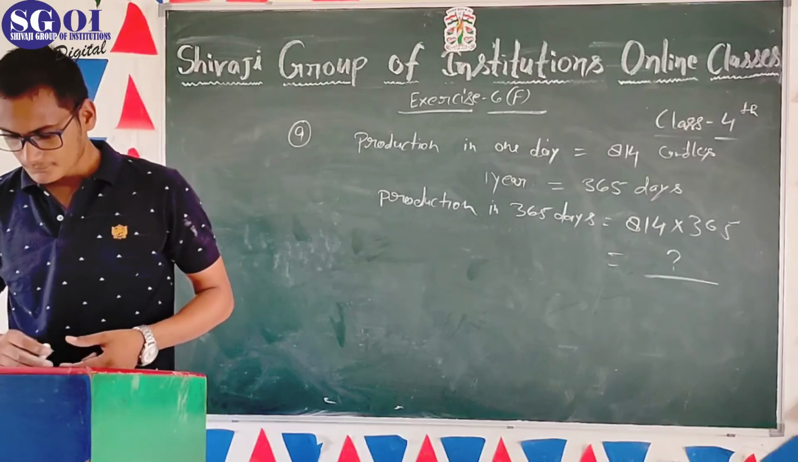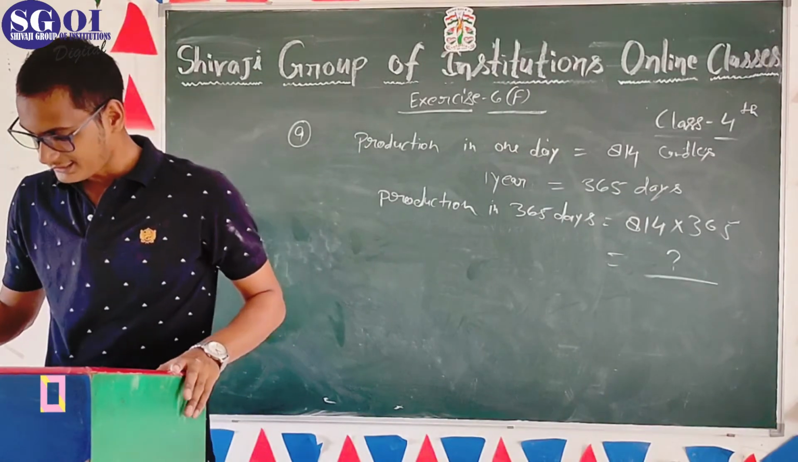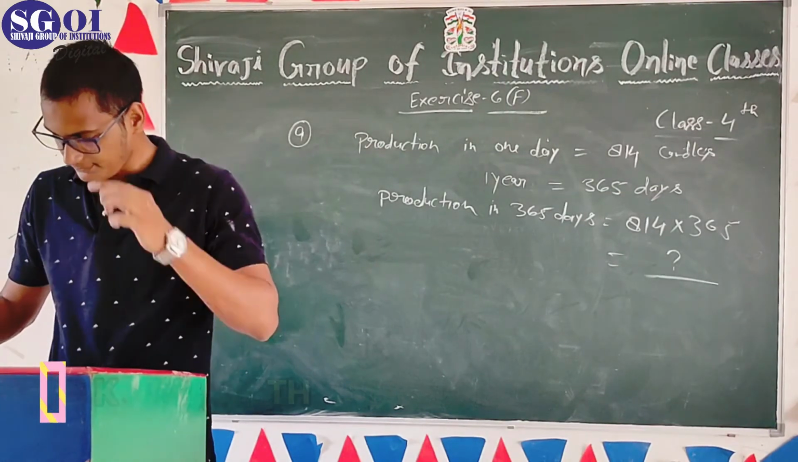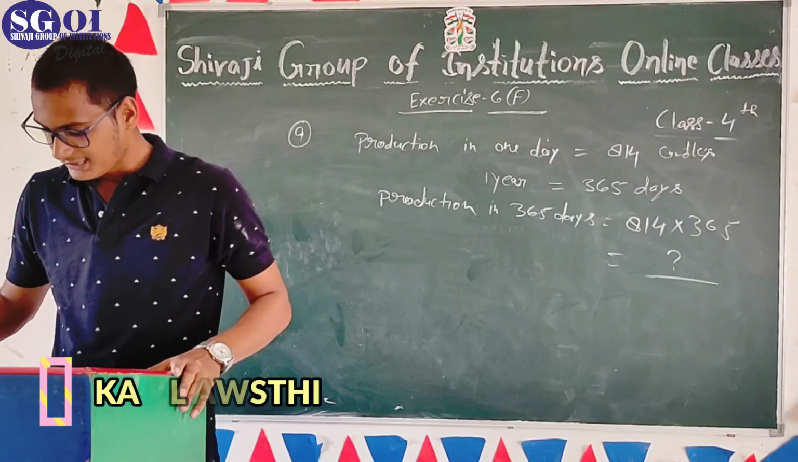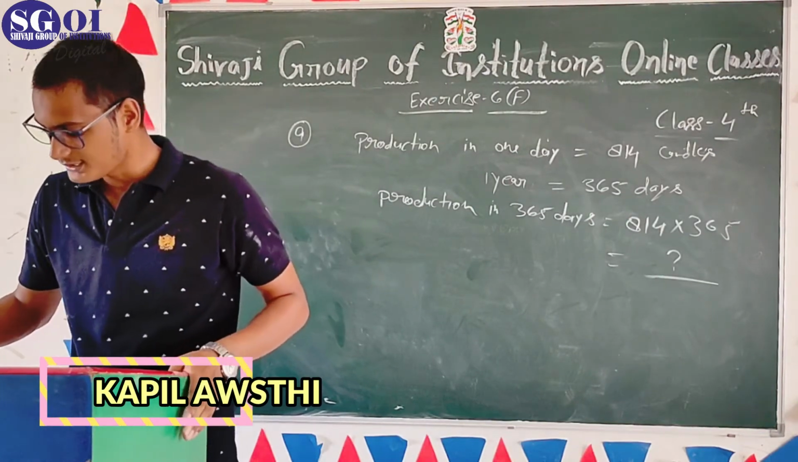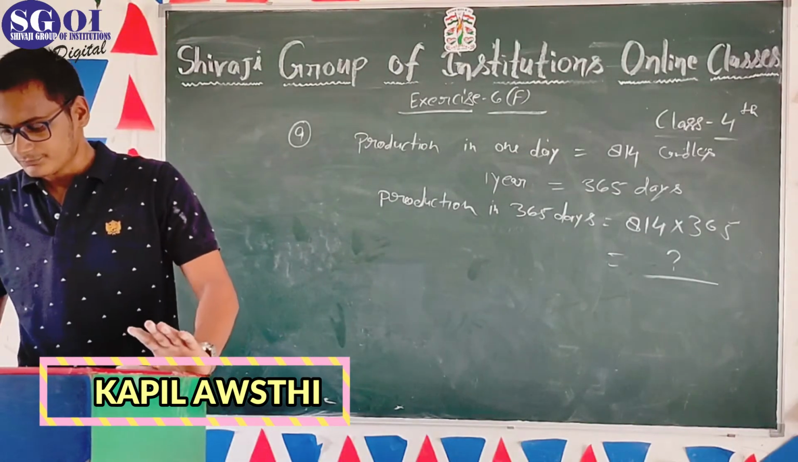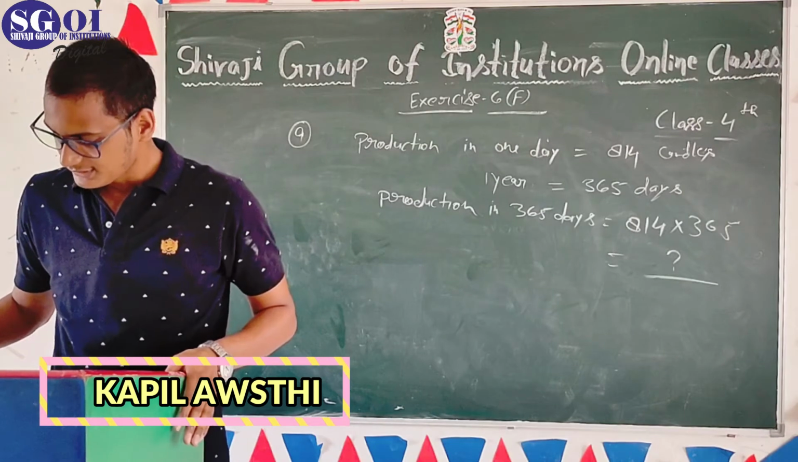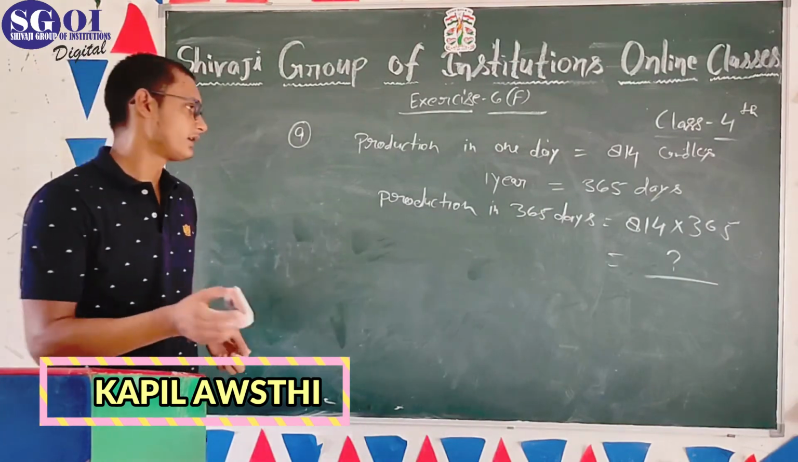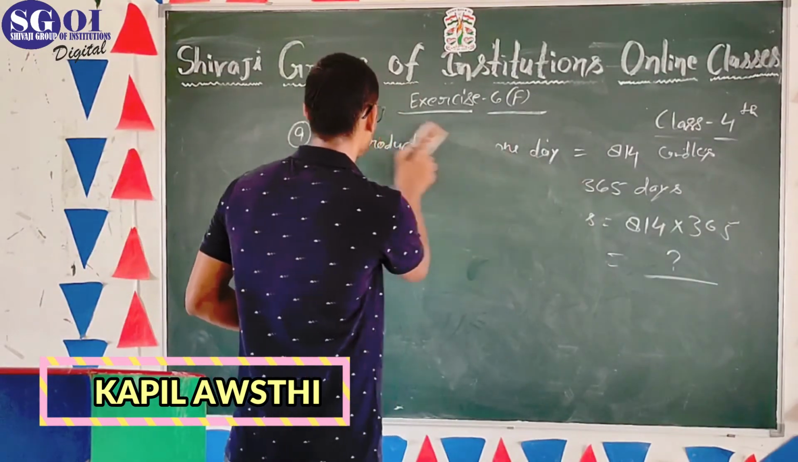Question number 10. The capacity of a water tank is 7,325 liters. In a city, there are 125 tanks. What is the storage capacity of the city? Same question, so we multiply 7,325 by 125.